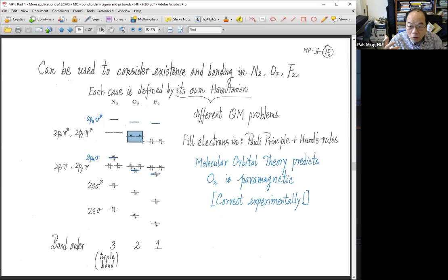Okay. Therefore, at a high temperature, you will have Curie's law. And that prediction turns out to be right, okay? Here, in quantum mechanics, the key point is that it is experimentally correct.